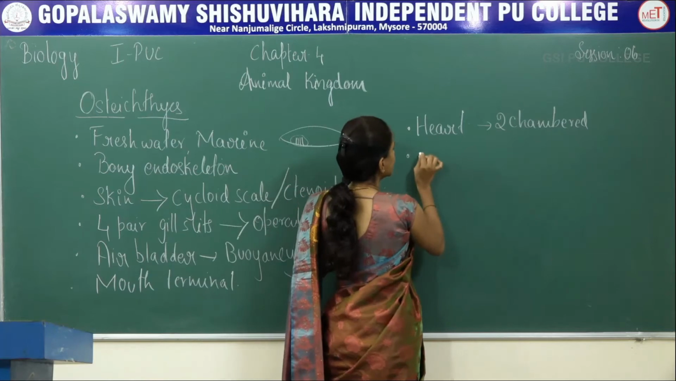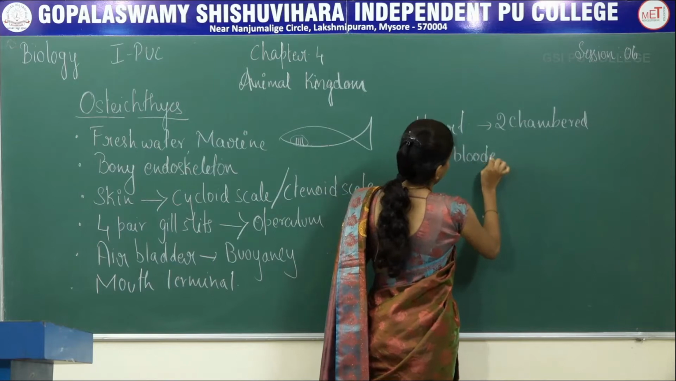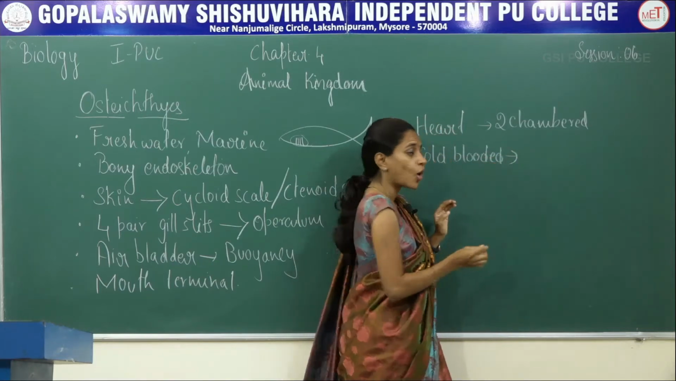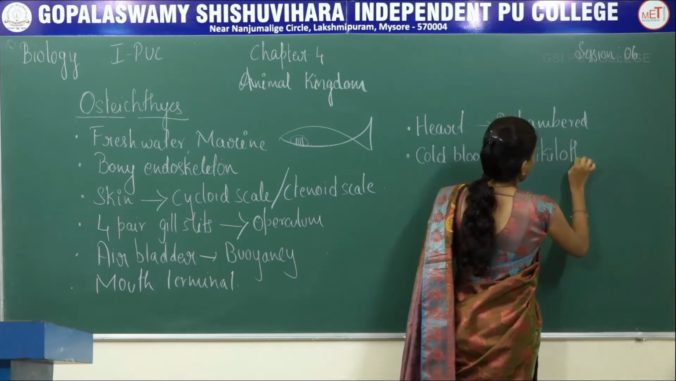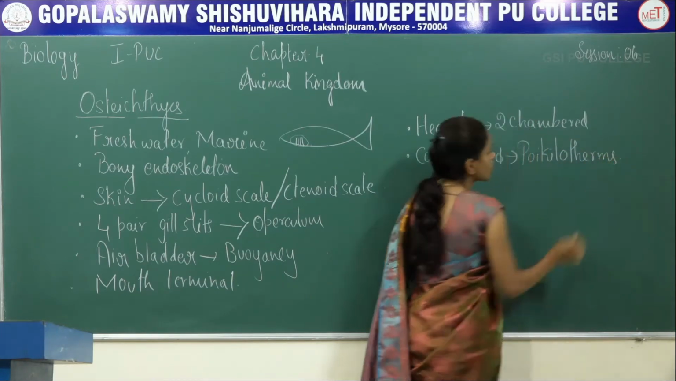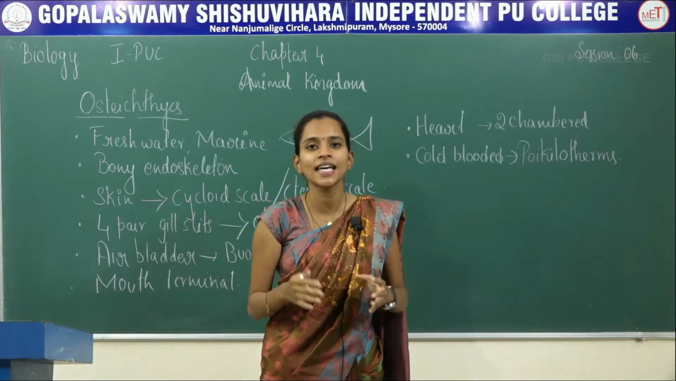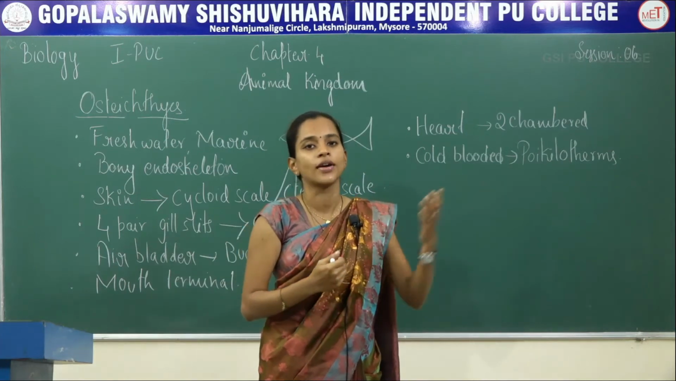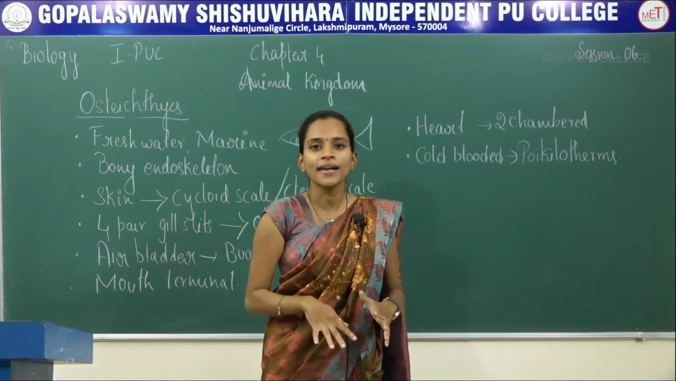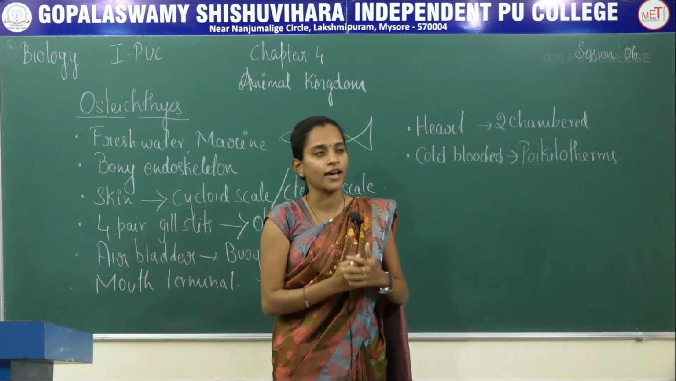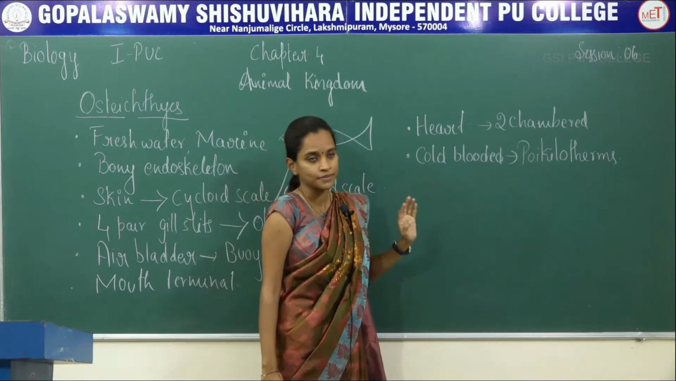Next character is these are cold-blooded organisms. They are also called poikilotherms. So what is a cold-blooded or a poikilotherm? They normally adjust their internal environment according to that of external. If there is any change in the external environment, they automatically change their internal environment. So that is what you mean by cold-blooded or poikilotherms.